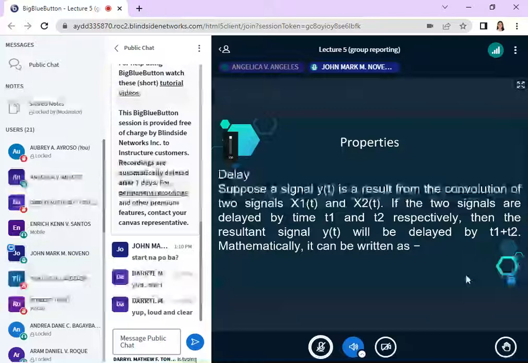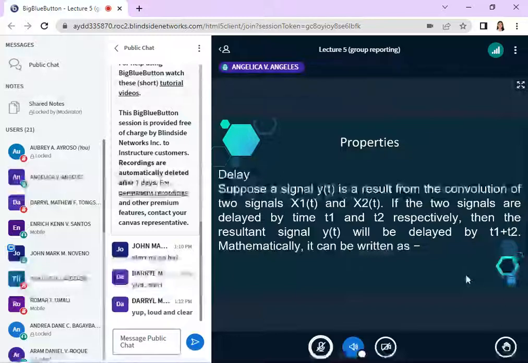Narinig po. So one of the properties of convolution is the time delay. Suppose a signal y t is a result from the convolution of two signals x sub 1 t and x sub 2 t. If the two signals are delayed by time t1 and t2 respectively, then the resultant signal y t will be delayed by t1 plus t2. Next slide po.